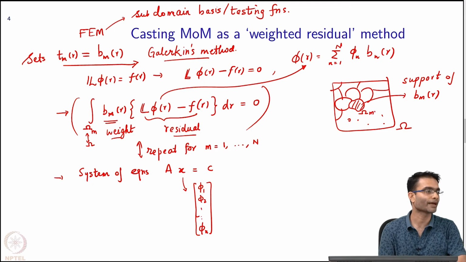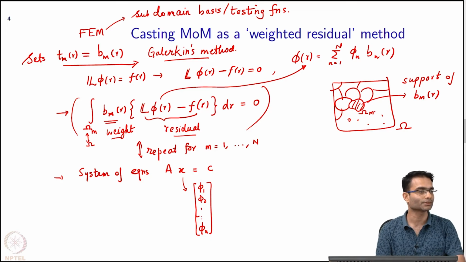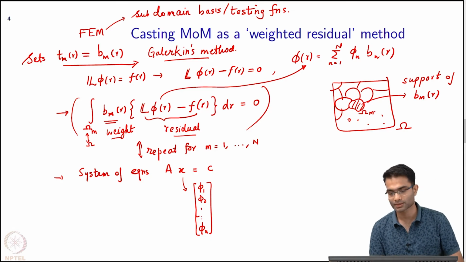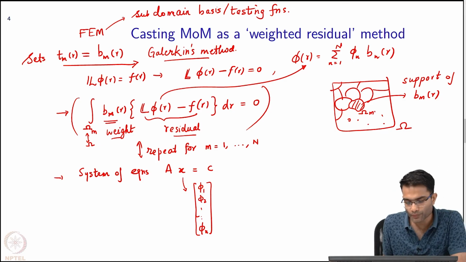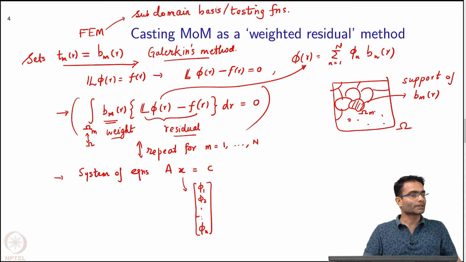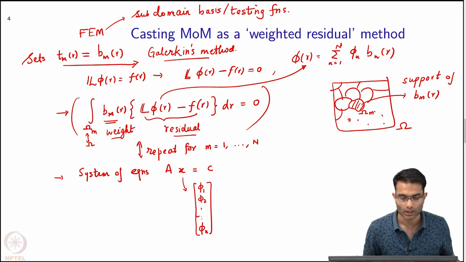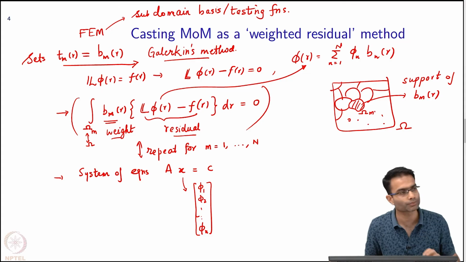That is my unknown. Every testing function gives me one equation, and I have n such testing functions. So, that's the sort of philosophy that we will use. How do we choose these basis functions? The finite element method needs that these basis functions should have certain properties of continuity and differentiability, which we will come to later.